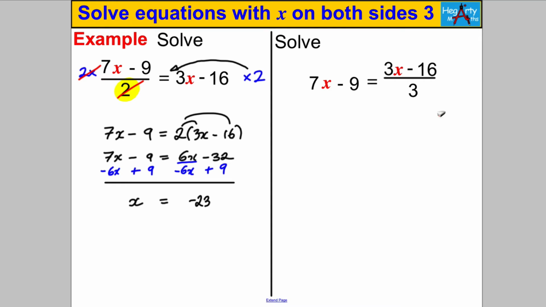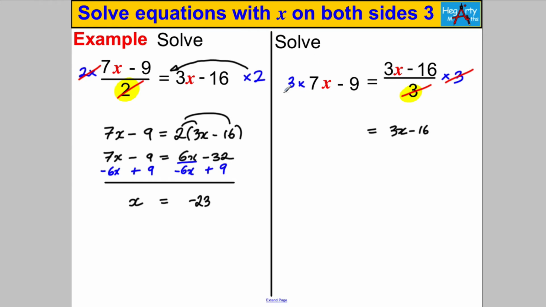Okay, what would I do in this case? Well, just think what I did over here. What didn't I like? I didn't like the divide by 3. So I'm going to multiply both sides by 3. I'm going to multiply this side by 3. I'm going to multiply this side by 3. I did that to undo the divide by 3 on the right hand side. So I know for sure that on the right hand side I'm just left with 3x subtract 16.